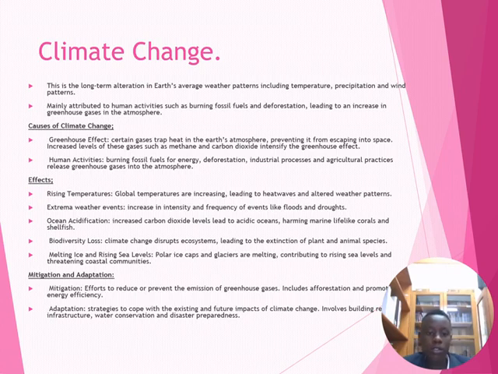The mitigation and adaptation. So mitigation, the effort to reduce or prevent the emission of greenhouse gases, includes afforestation. Number two, the adaptation. Strategies to cope with current and future impacts of climate change involve building infrastructure, water conservation, and disaster preparedness.